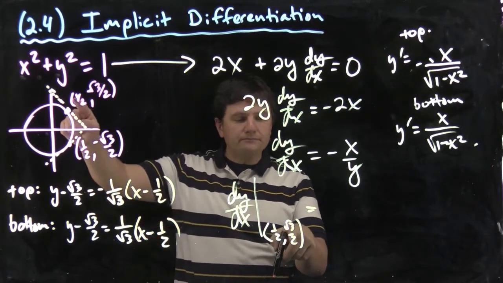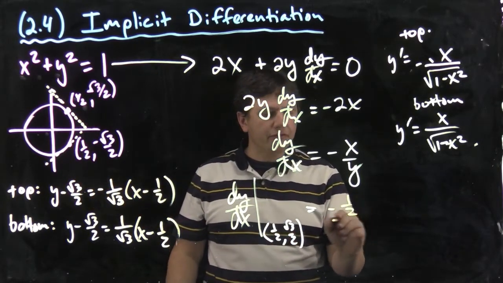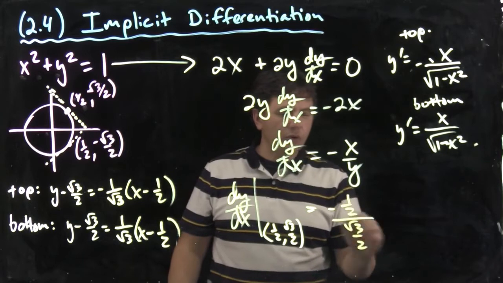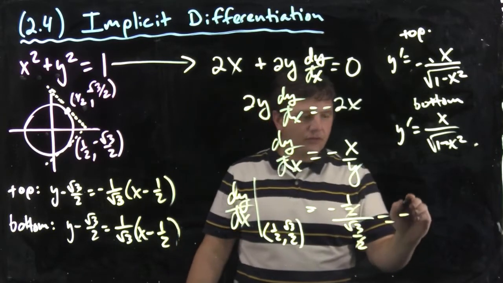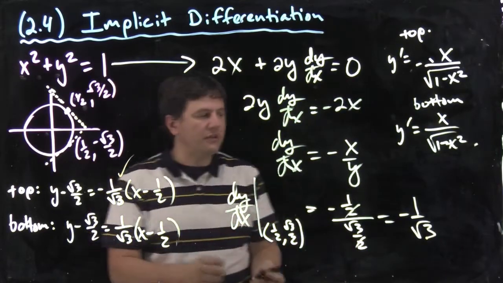So this is the top point. So I need to also include the y. So this will be negative 1/2 over radical 3 over 2. And you see what happens here. The 2's are going to cancel, and I get negative 1 over radical 3. And you can see that gives us the same thing.